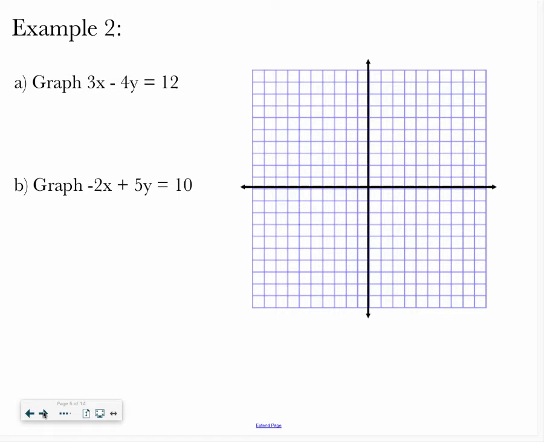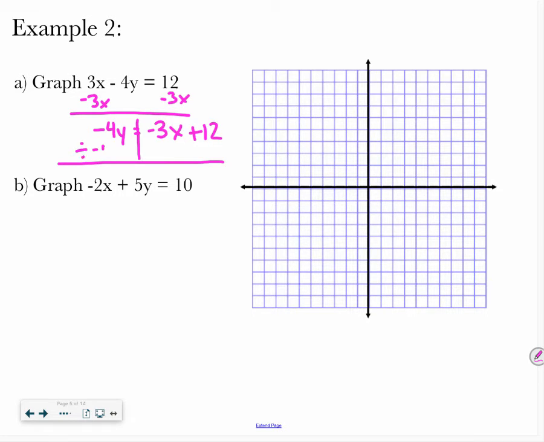All right, example 2, we want to graph 3x minus 4y equals 12. So here we're going to take it from our standard form. We are going to rewrite it in slope-intercept form because that's what we're practicing right now. So if I have 3x minus 4y equals 12, I need to get y by itself. So I'm going to subtract 3x from both sides. I'm left with negative 4y equals negative 3x plus 12. Then I can divide everything by a negative 4.